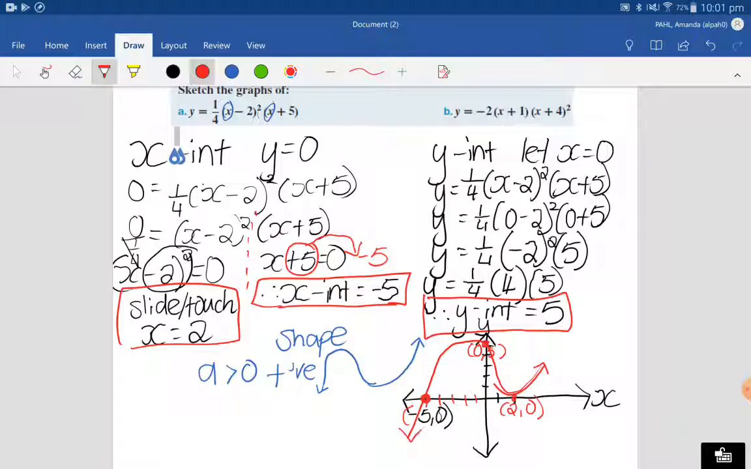I always draw my arrows. And I always finish off any sketch every single time with the original equation, which is y equals 1/4 (x − 2) squared (x + 5). And you have now successfully sketched this cubic here.